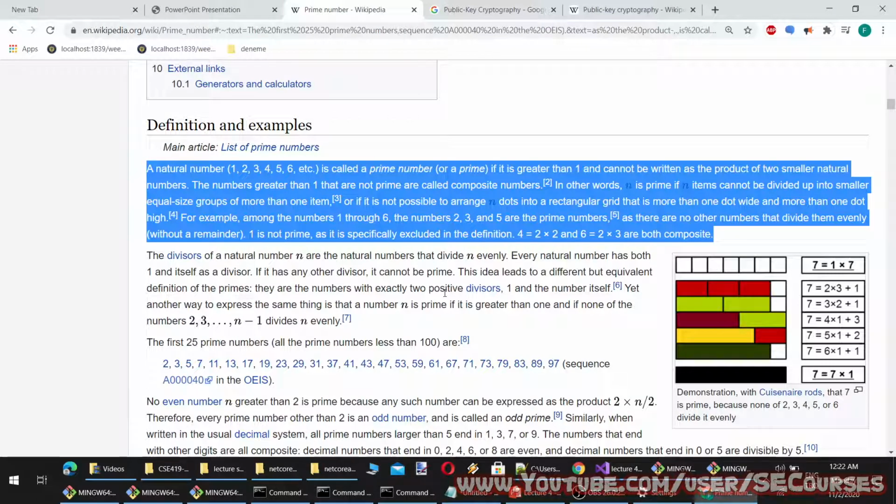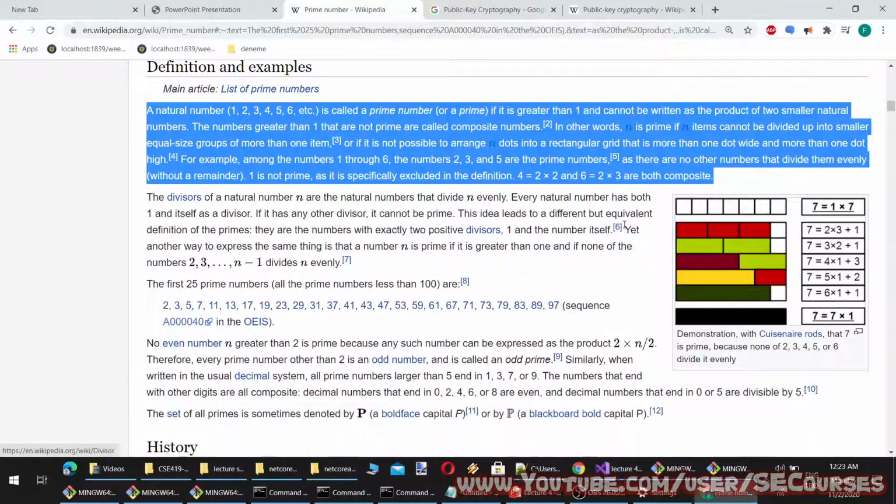For example, among the numbers 1 through 6, the numbers 2, 3, and 5 are the prime numbers, as there are no other numbers that divide them evenly, without a remainder. 1 is not prime, as it is specifically excluded in the definition. 4 equals 2 times 2 and 6 equals 2 times 3 are both composite.